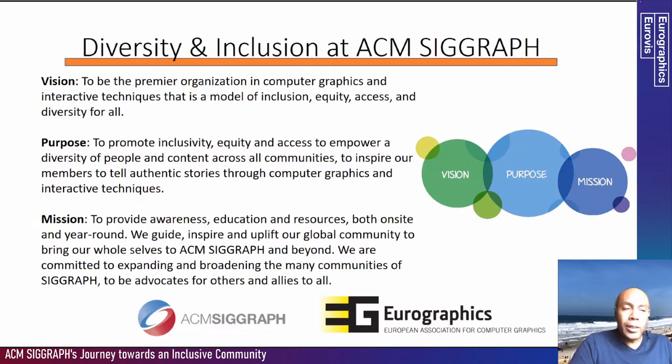And then our mission is really to center around building awareness, education, and providing resources both on-site and year-round. We also hope to be committed to expanding and broadening the many communities of SIGGRAPH, and to be advocates and champions for those communities as well. We really feel in our leadership that we wanted to move forward with promoting inclusivity, equity, and access to empower all the people within all of our communities at ACM SIGGRAPH. Next slide.